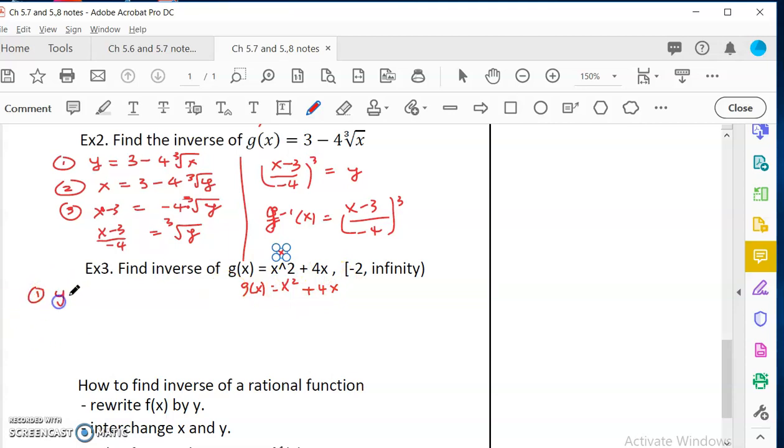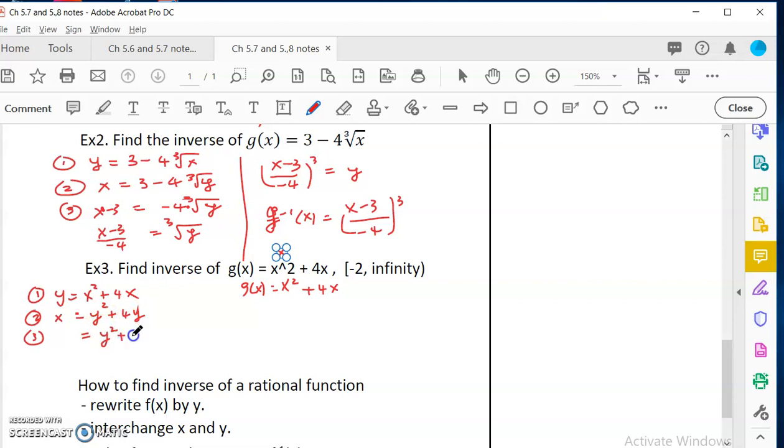First is to write y equal to x squared plus 4x. The second step is always switch x and y. x is equal to y squared plus 4y. Now the following step is usually to just solve for y. But you see how it is difficult because we have a y squared term and a 4y. Even if I factor the y out, there is another y. So the trick here is to do completing the square, to make this a square term.